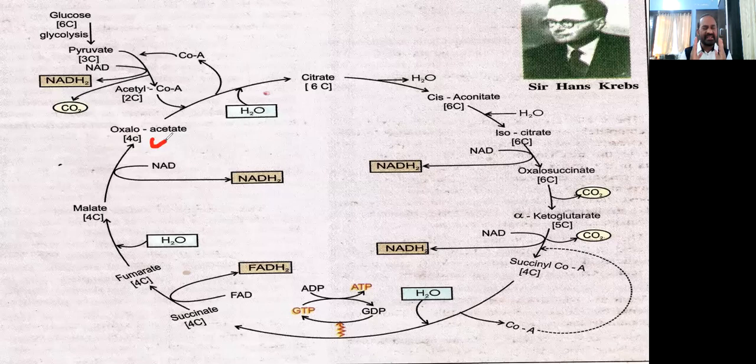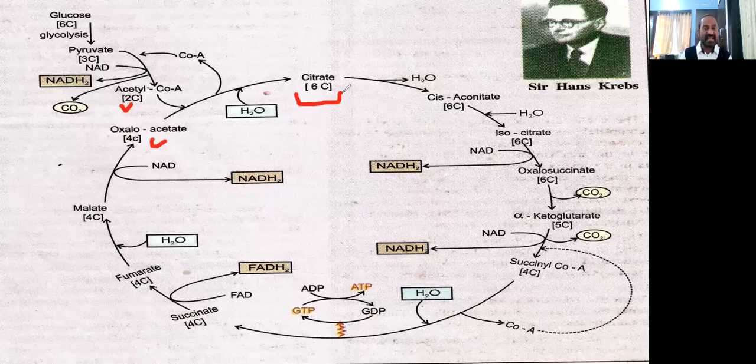Again, I am repeating the entire Kreb cycle. It is occurring within the mitochondrial matrix. In the mitochondrial matrix, the 4-carbon oxaloacetic acid is the acetyl moiety acceptor. The 2-carbon acetyl moiety combines with the 4-carbon oxaloacetic acid. 4 plus 2, a 6-carbon compound is produced. That is nothing but citric acid, and this citric acid is the first stable compound of the Kreb cycle. That's why the Kreb cycle is also called the citric acid cycle.